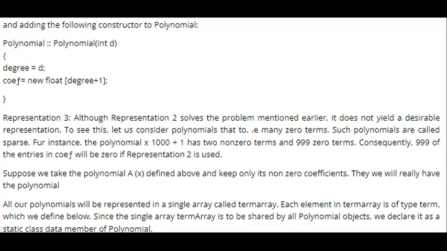And this representation solves the problem mentioned earlier. But it does not yield a desirable representation in every case. To see this, let us consider a polynomial that has many terms.